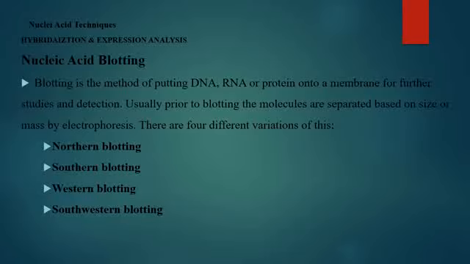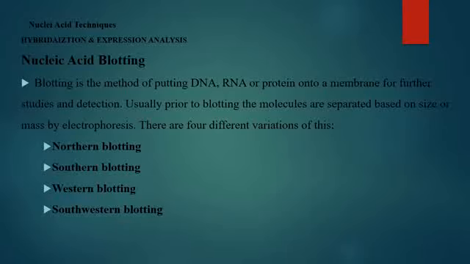So nucleic acid blotting. Blotting is a method of putting DNA, RNA or protein onto a membrane for further studies and detection. So if you want to do further studies, you put the DNA, RNA or the protein onto a membrane, and that is blotting. Now, usually prior to blotting, the molecules are separated based on size or mass by electrophoresis. Then the different types of blotting techniques will come in.